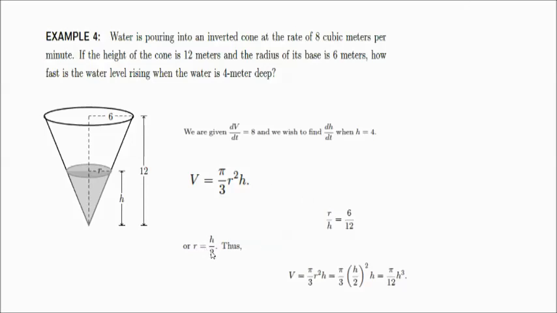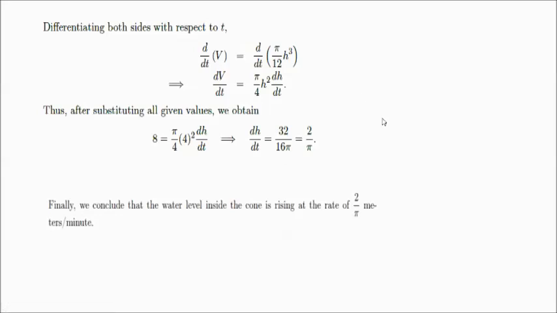Ngayon, you can now substitute ito dito para maging in terms of h na lang siya. Kasi given lang natin, class, is dh over dt. So kapag sinabi yan, class, magiging h over 2 square dito. So h square yon over 4. 4 times 3 is 12. Then h square times h is h cube. Okay? So yung final equation natin is this one. Pi over 12 h cube.